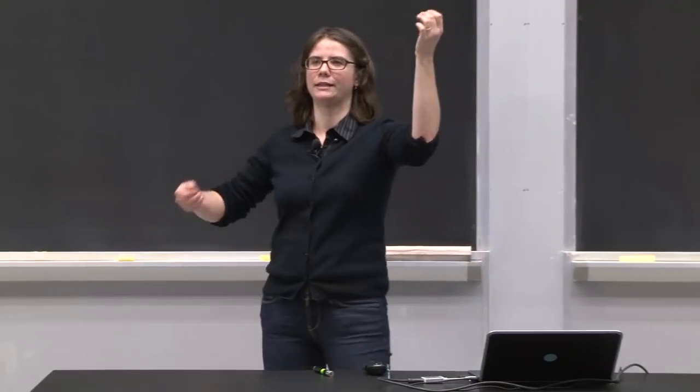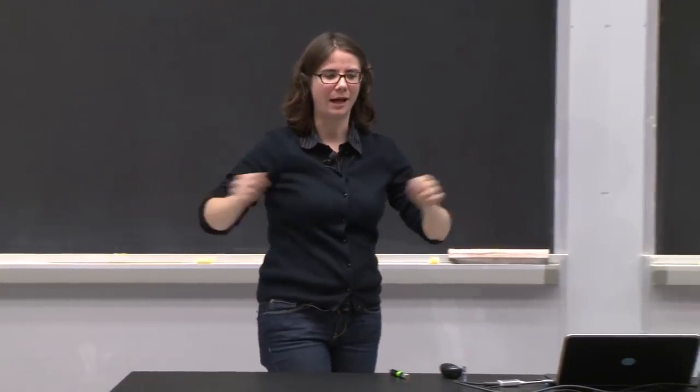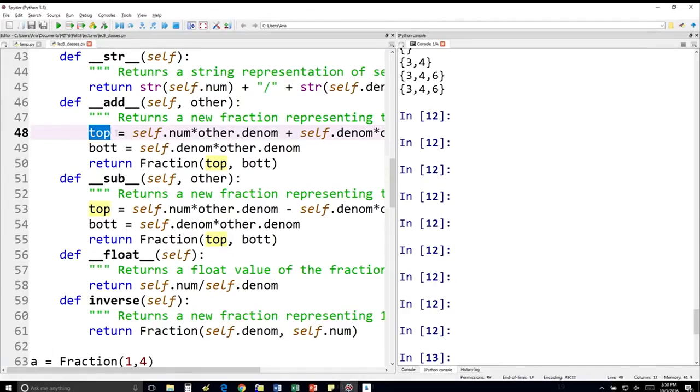So it's my numerator multiplied by the other denominator plus my denominator multiplied by the other numerator, and then divided by the multiplication of the two denominators. So the top is going to be that, the bottom is going to be that. Notice that we're using self dot, right? Once again, we're trying to access the data attributes of each different instance, of myself and the other object that I'm working with. So that's why I have to do self dot here.